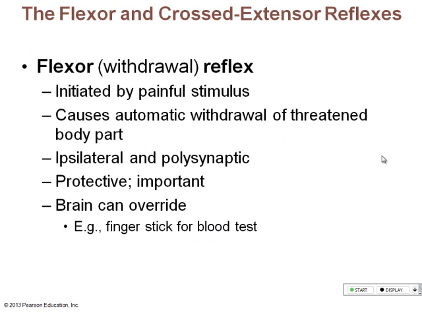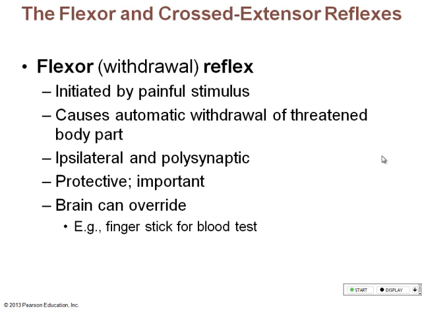The flexor and crossed-extensor reflex. The description is kind of self-explanatory. We actually send a message to the opposite side of the body for a reaction in this particular reflex. So the flexor or withdrawal reflex, initiated by some sort of painful stimulus, causes automatic withdrawal of the threatened body part. We also send information to the opposite side of the body to help with protection. So ipsilateral and polysynaptic messages are being sent.